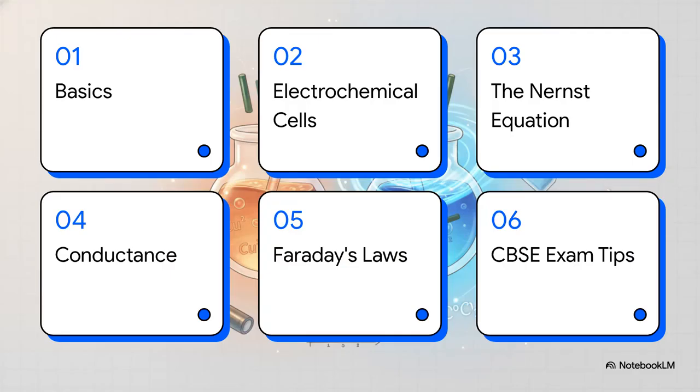All right, here is our game plan for today. First, the basics of electrochemistry. Second, electrochemical cells. Third, the Nernst equation. Fourth, conductance and conductivity. Fifth, Faraday's laws. And finally, some essential CBSE exam tips.